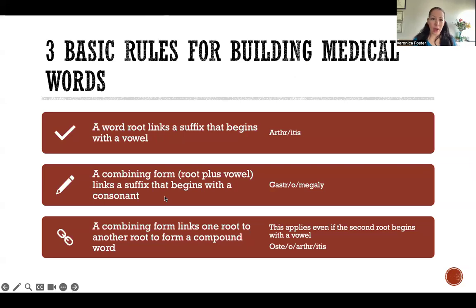Okay, now if we're going to go in the other direction and we want to build a medical term rather than dissecting one that we're trying to understand, there are three basic rules for building a medical word. First, a word root links a suffix that begins with a vowel. As I mentioned, if the suffix starts with a vowel, then we just use the word root as is. We don't need to add a combining vowel. Second, a combining form, which is really just the word root plus a vowel, usually an O, is used to link a suffix that starts with a consonant.